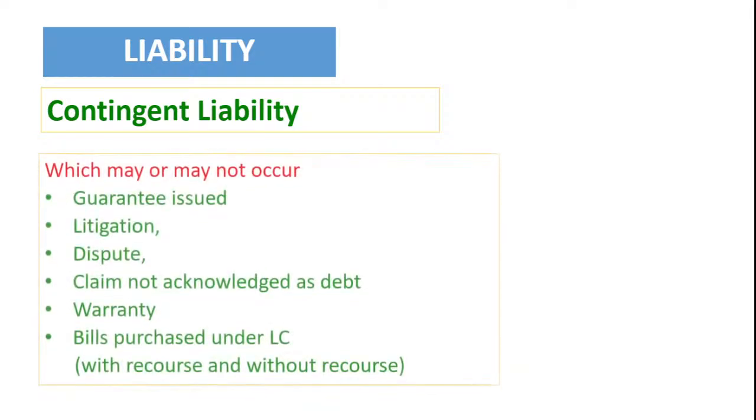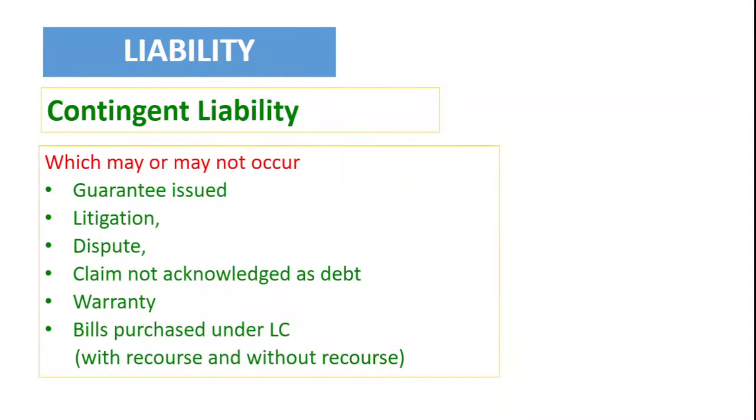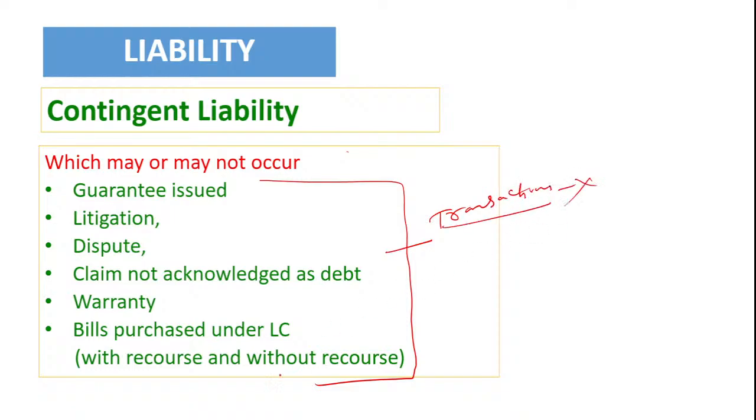Contingent, I will tell you friends, are liabilities which may occur or may not occur. Suppose you are studying the balance sheet of a company. First, I will tell you friends where the contingent liability is. See, in these liabilities there is no transaction. No transaction means the transaction has not happened. No debit or credit has happened with the company in all this.